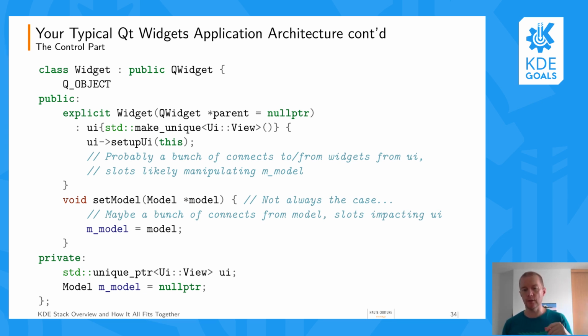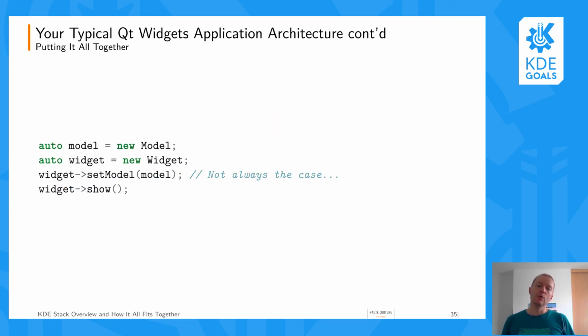That's not always the case, right? But that might happen this way. If you've got a setModel, you probably, again, have a bunch of connects, and when changing between the models, you connect some of the signals from the model to your slots so that you can react to that and impact the UI. Putting it all together, you would create an instance of the model, an instance of the control. By creating that one, you also create an instance of the view, and then you set the model part on the control and show the control. Okay.